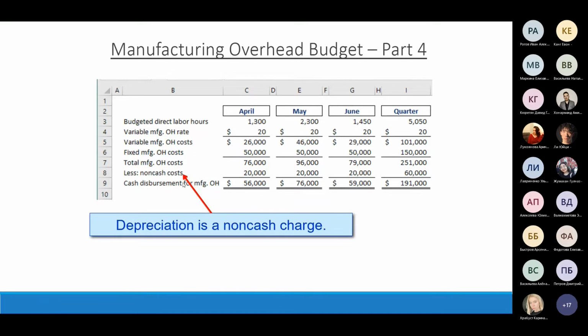Later, we will use the non-cash costs in order to calculate the cash disbursement for manufacturing overhead. So we need to calculate how much cash could be supporting the production process from the manufacturing overhead side.